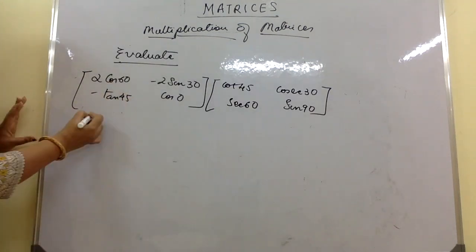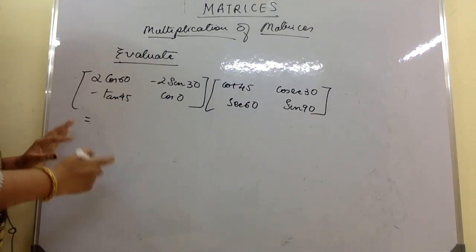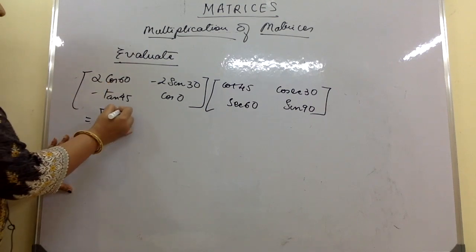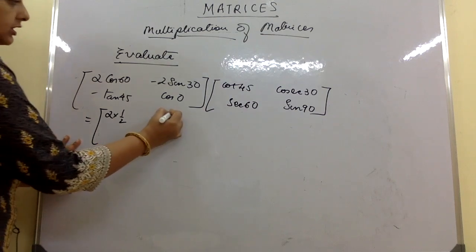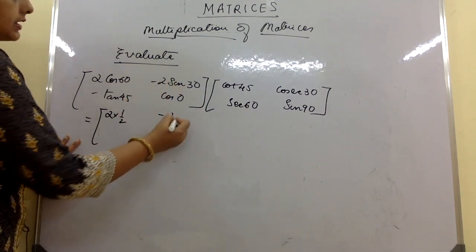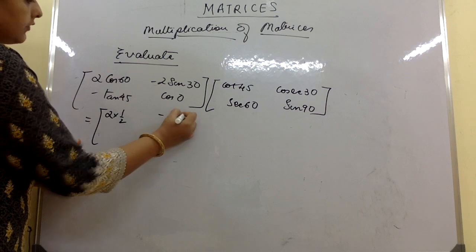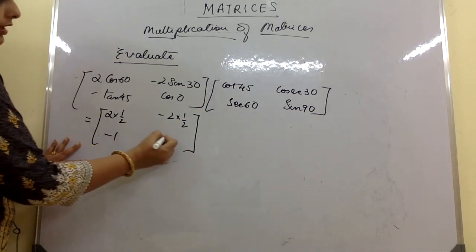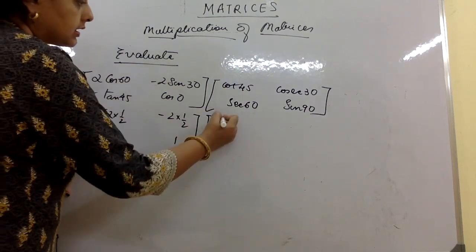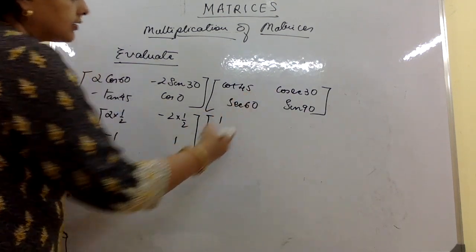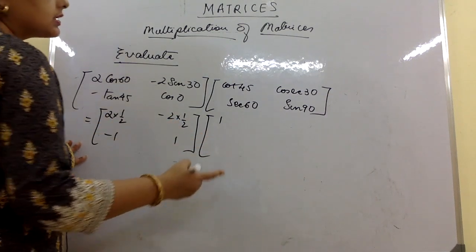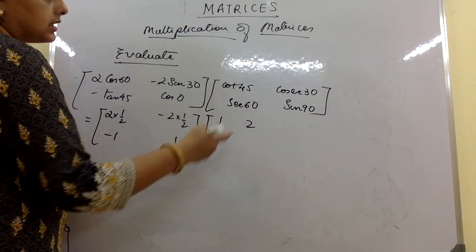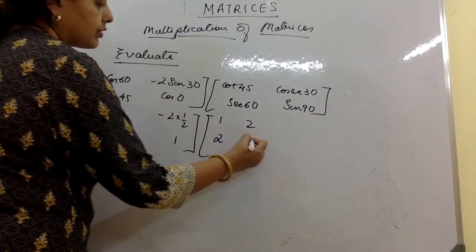Now here is a sum which is made up completely of trigonometric values. So here 2 into cos 60 is a half, right? Minus 2 sin 30 is a half again. Here tan 45 is 1, so minus 1, and this is 1. Now cot 45 is 1, cosec 30, sin 30 is a half, so cosec 30 is 2, cos 60 is a half, so sec 60 is 2, and this is 1.